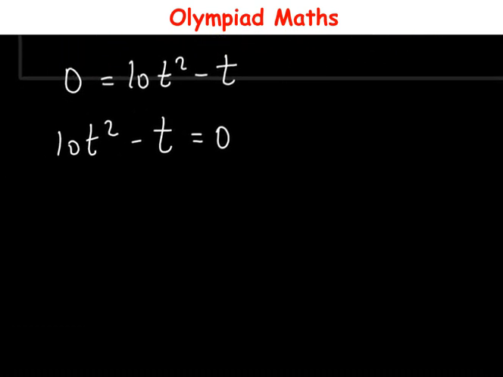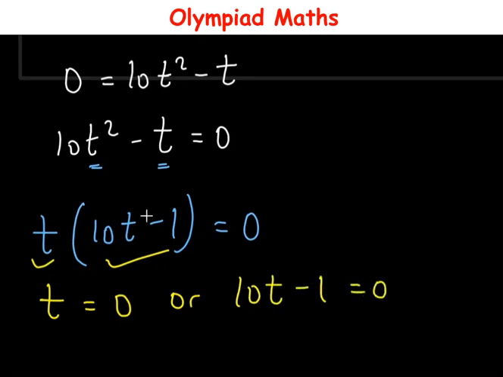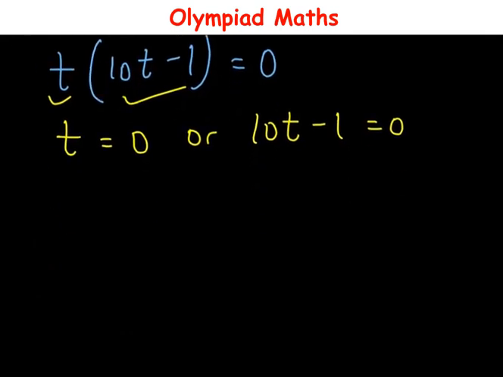Now looking at this, we have a common factor which is t right here. So factorize out t, so t into bracket. If we divide 10t squared by t, what we have is 10t, then minus, divide t by t, we have 1, all is equal to 0. Now from here, we can equate t to 0 and also equate 10t minus 1 to 0. So t is equal to 0, or 10t minus 1 is equal to 0. Now from here, we have automatically gotten the first value of t as 0. So t equals 0.